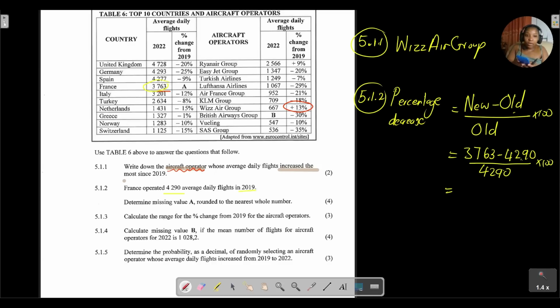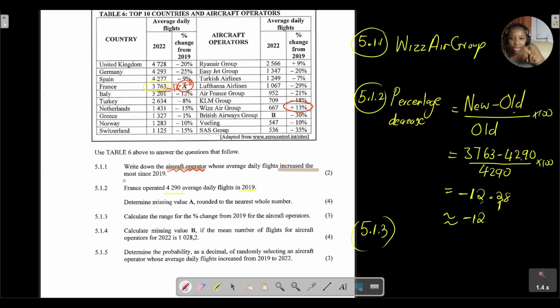So what do we get there? It's going to be 3,763 minus 4,290, divided by 4,290, times 100. You'll get that it is negative 12.28. So that value A there is actually negative 12.28. Okay, but remember, they actually said that we need to round it off to the nearest whole number, so it's approximately equal to negative 12. Because this is a 2, it doesn't change this value, it just stays as a 2. Good.